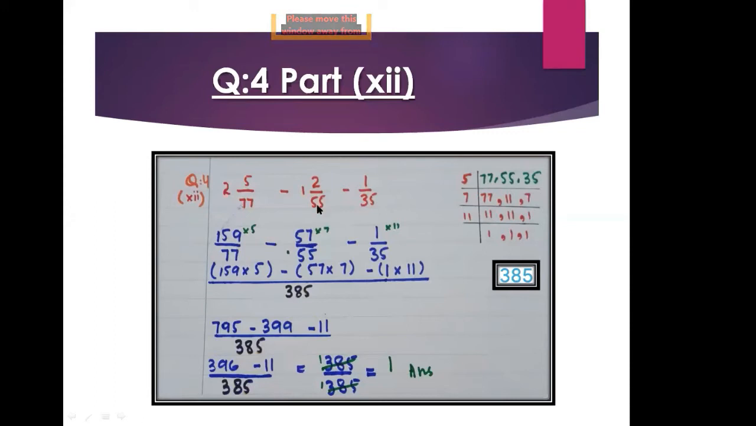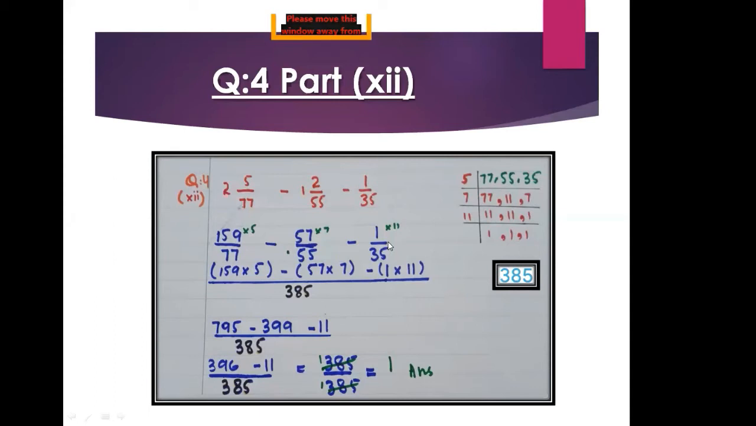Again, 55 ones are 55 plus 2. We will add 2. It will be 57, and the denominator remains the same. Now, the third is already in the form of a common fraction, no need to change. So, the mixed fractions are now converted into common fractions.